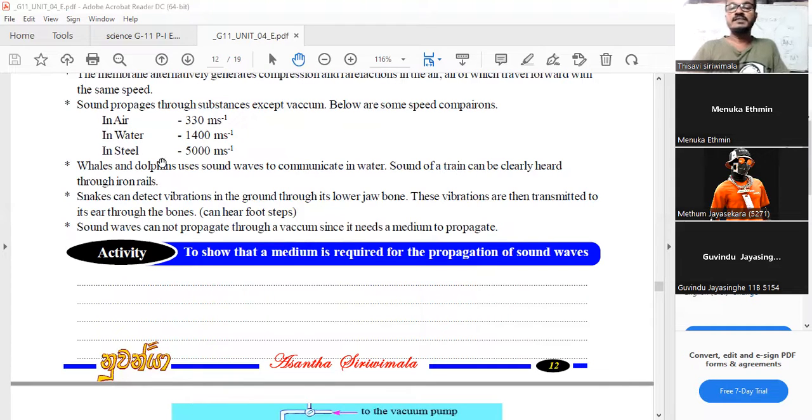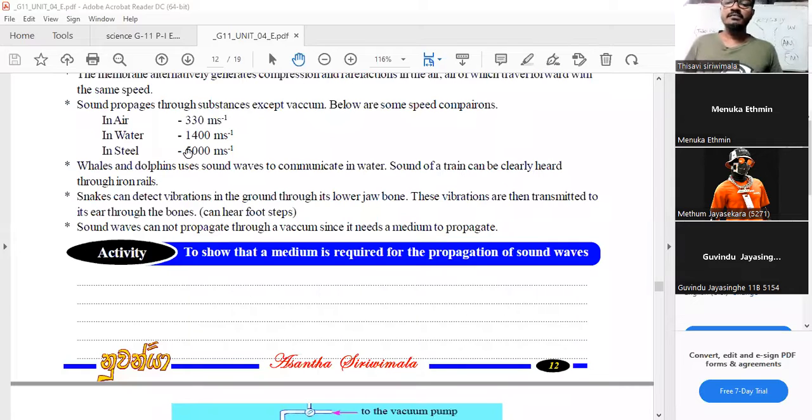Yeah, according to this example, when you keep your ear onto the railway line, most of the time, if you hear the train is coming, it may be 5 kilometers away or above. According to this example, yes, more than 5 kilometers ahead, right?